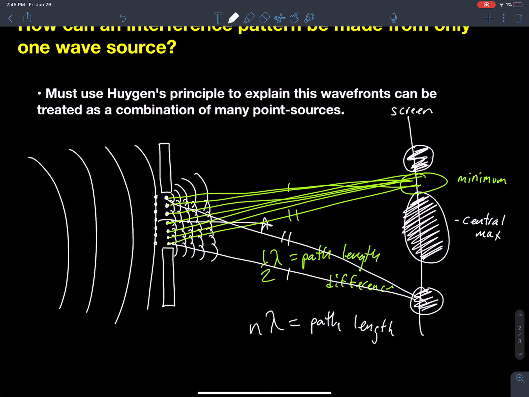So all these maxima are formed by constructive interference, where the path length difference is 0 or a whole wavelength difference. Okay, and all these minima over here, the dark zones, the path length difference is 1/2 of a wavelength. All right, we're going to do the math. I'll show you an equation in the next video where you can calculate this diffraction pattern.